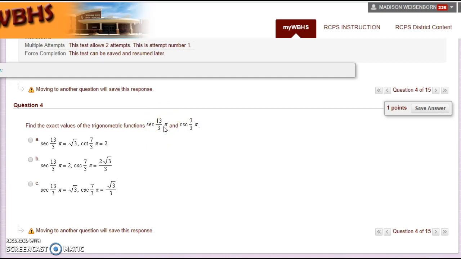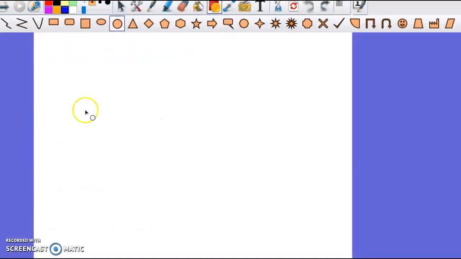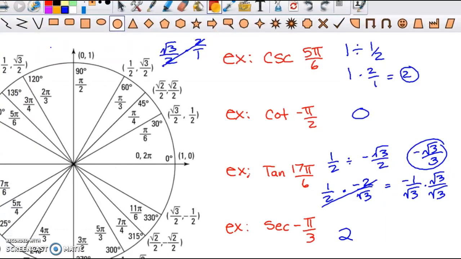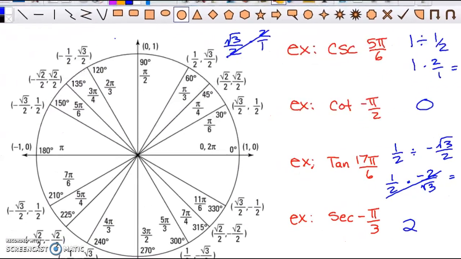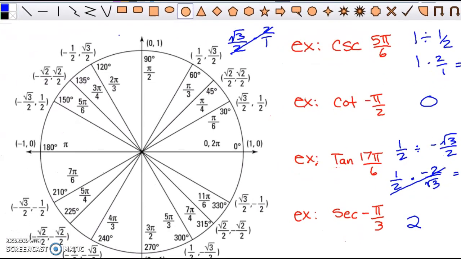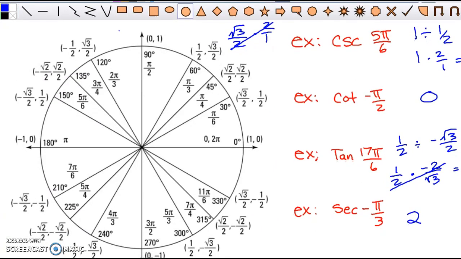So one thing you can do is you can just keep subtracting 2 pi until you get something that is on the unit circle. The other thing you do is remember those counting patterns that we looked at. So pull up a unit circle here. So within the unit circle, there are all these different patterns.